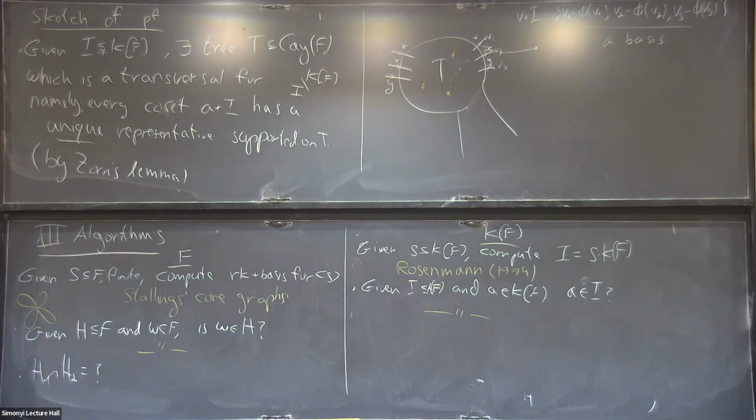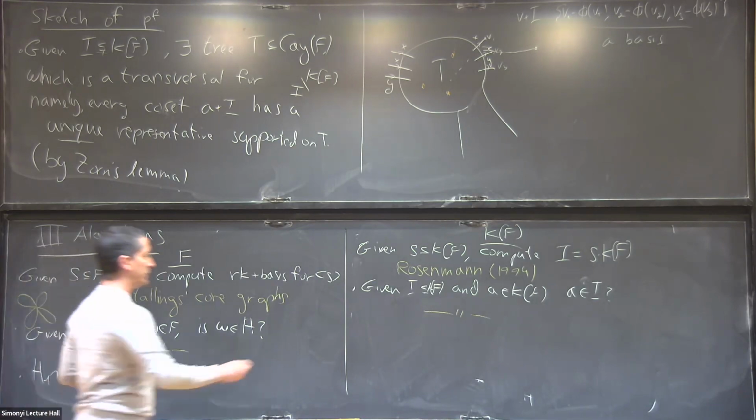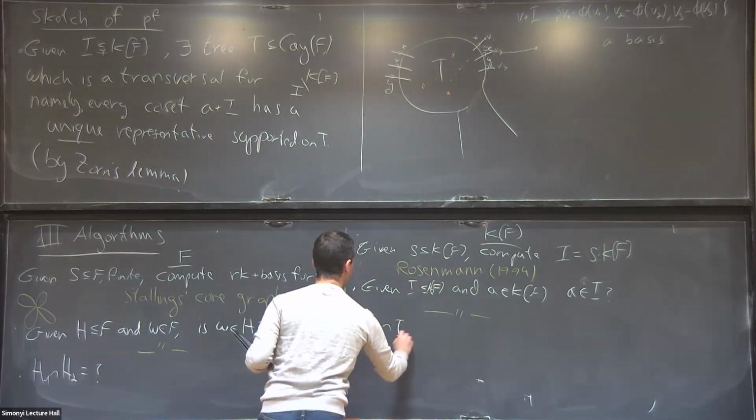If you get two groups, how do you intersect them? And here, of course, you have to show this about ideals.